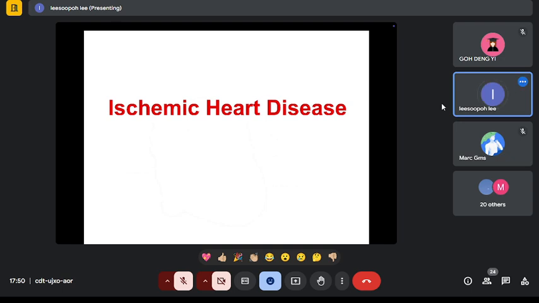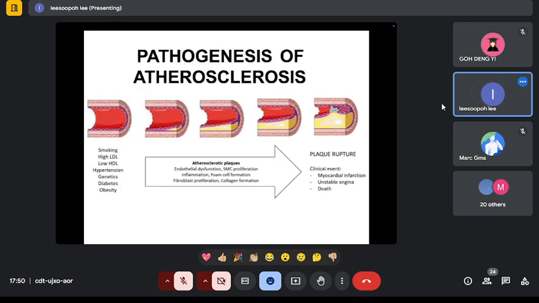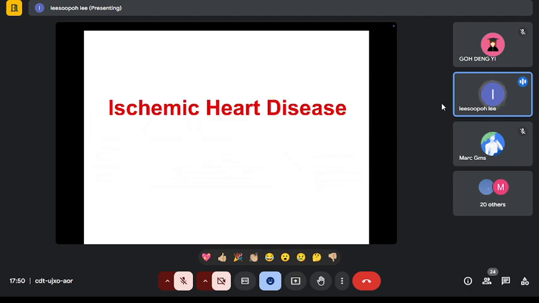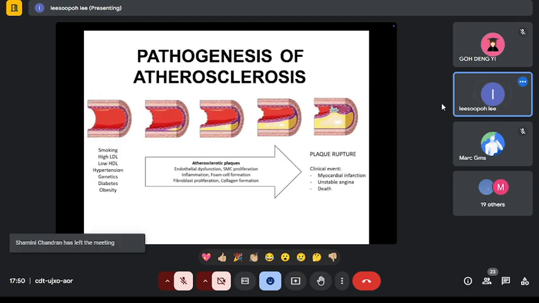that reduces the blood supply to the heart. That's what we call ischemic heart disease. So how does it happen? Mainly, in this lecture we are talking about ischemic heart disease due to atherosclerosis, due to the prolonged or chronic plaque formation inside the vessels.